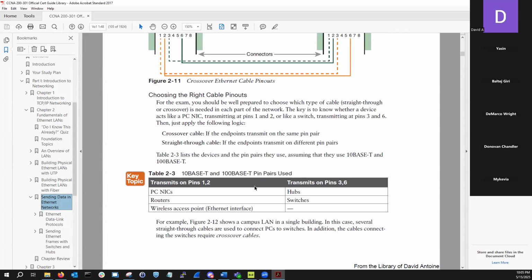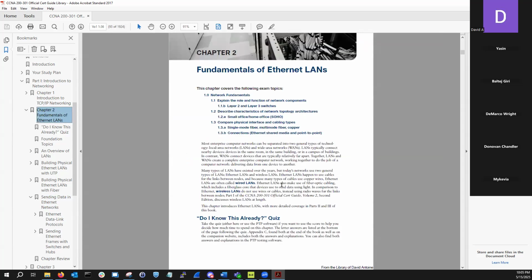Nope. You're just looking at the name. I want you to worry about the devices, the table, the key topic. Which PCs and NICs transmit on which pins? 1 and 2. Routers transmit on 1 and 2. Okay, what about wireless access points? 1 and 2. Okay, what about hubs and switches? 3 and 6.